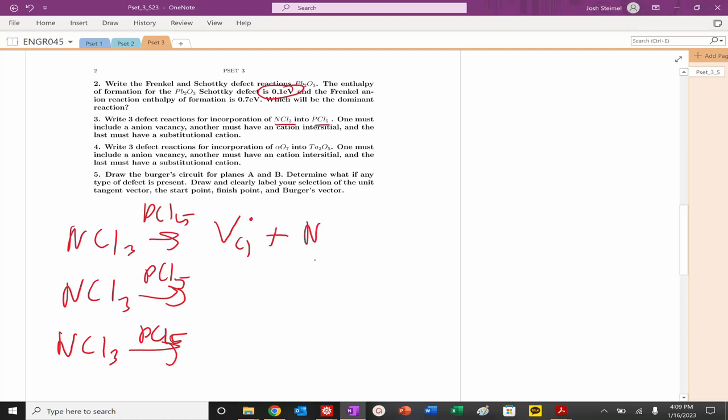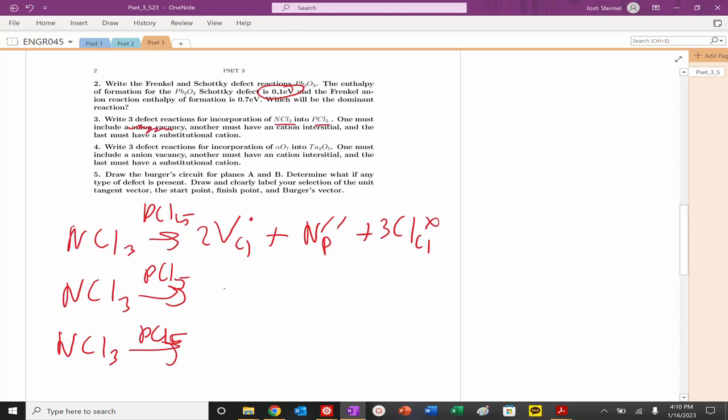Let's go N replaces P, where a P should be, substitutional cation. So this is 5 plus, this goes to 3 plus. So 5 to 3, you go to minus 2. Put a 2 there. And let's see what we got. So I'm charge balanced. I have my N, and I need to put plus Cl, and I need 3 of these because now I have 3 Cls. What about P? P, 2 Cls, 3 Cls, good, we're good to go. So we needed the anion vacancy, so we've got that one.